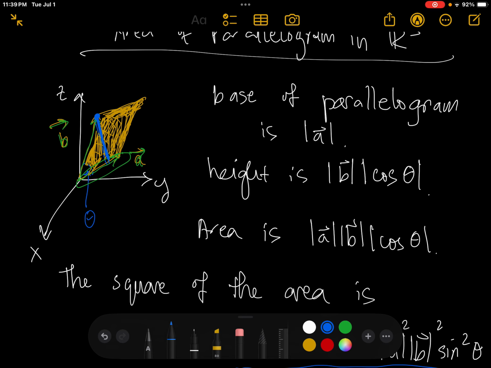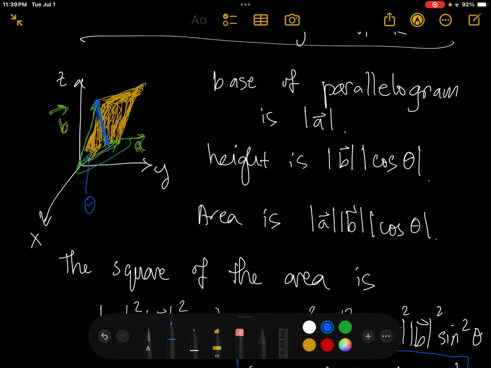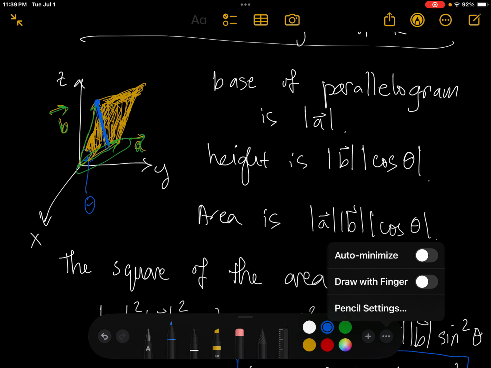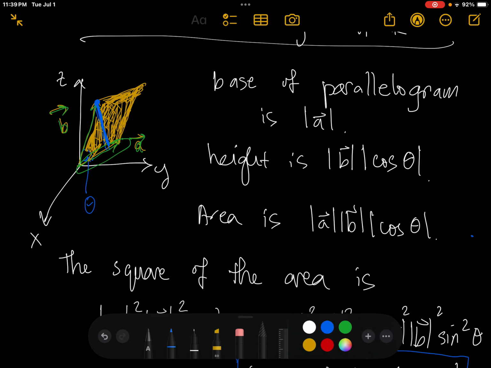And for the height, well, we want this blue length, and you have this vector B, and A and B make an angle theta, and so the height is going to be this length. This length is going to be the magnitude of B times the magnitude of cosine of theta.